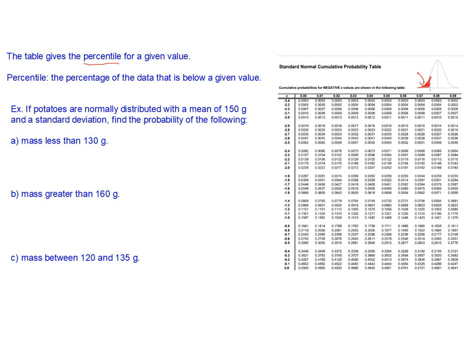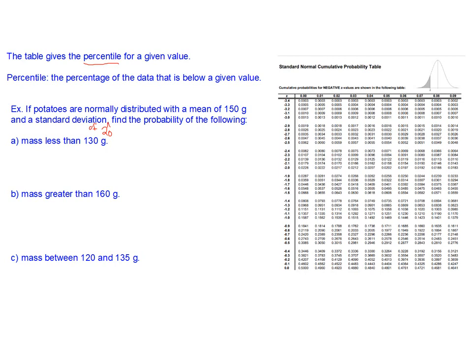So we talked about the potatoes. They have a mean of 150 grams and a standard deviation of 20. I think I left that out, so I'll just add that in here. Standard deviation of 20. And the question is, find the probability of the following. So let's find the probability that a potato has a mass less than 130 grams.